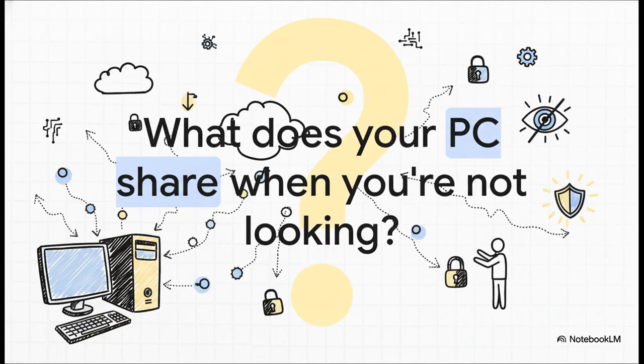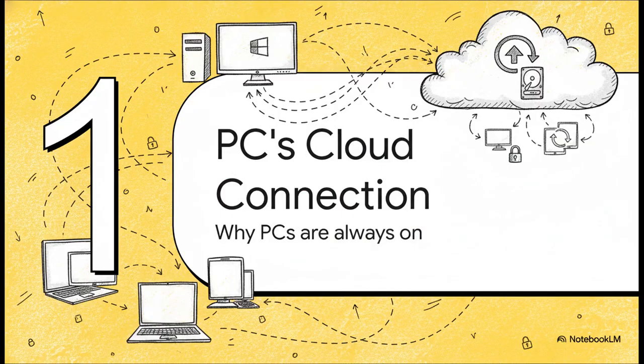In this explainer, we're going to walk through what's happening behind the scenes, why it matters, and most importantly, how you can take back the reins. Okay, so let's dive in. To get a handle on modern privacy, we first have to talk about your PC's connection to the cloud. Ever since Windows 10 came out, the whole system has been designed to be deeply connected to the internet. This is for handy features like automatic updates, backups, and syncing your files and settings across different devices.